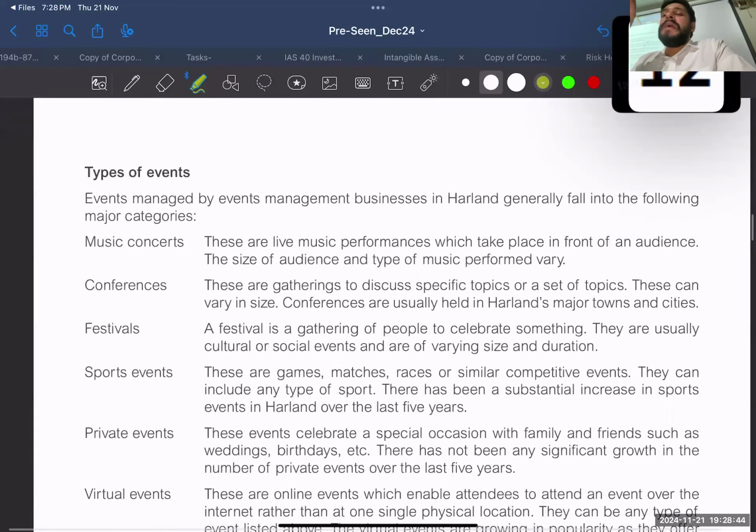Events managed by the event management businesses in Harlem generally fall into the following major categories. So these are the major categories. It says music concerts. These are live performances which take place in front of an audience. The size of the audience and the type of music performed vary. So this means that maybe for folk music, there may be a smaller number of people. For rap concerts, there may be a huge number, or maybe vice versa as well.